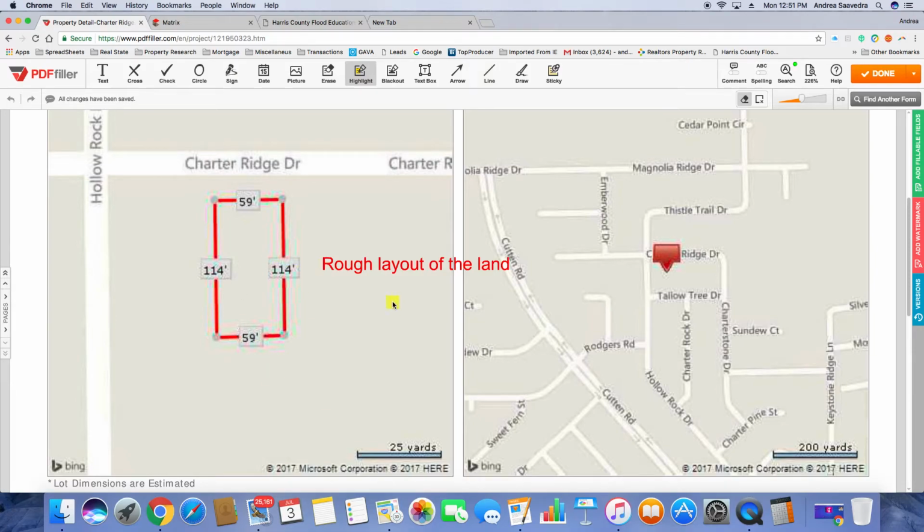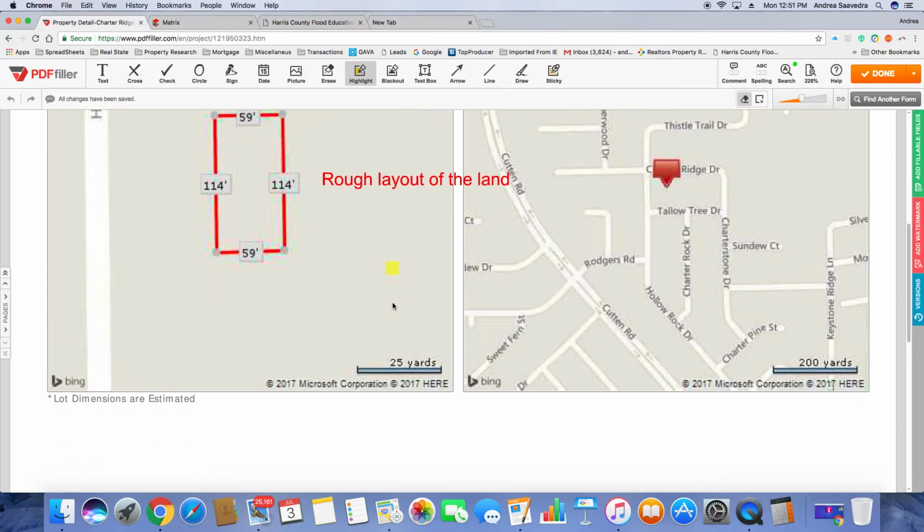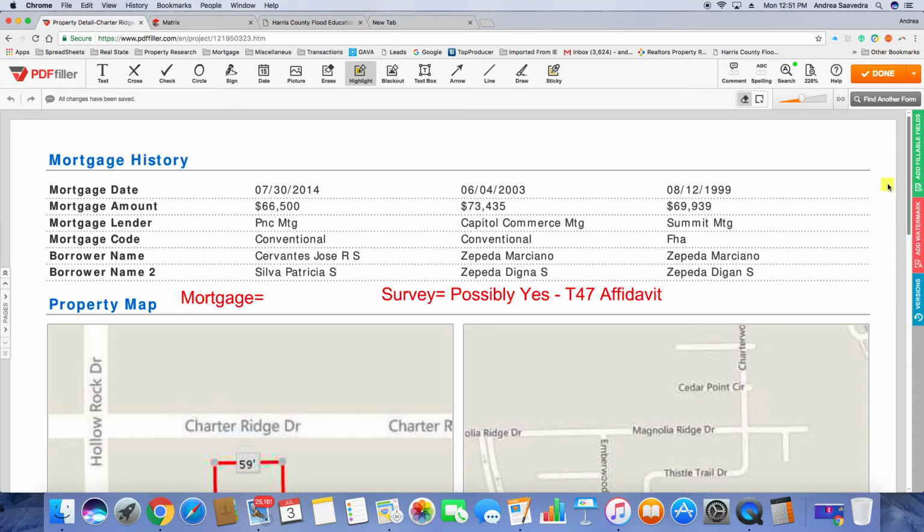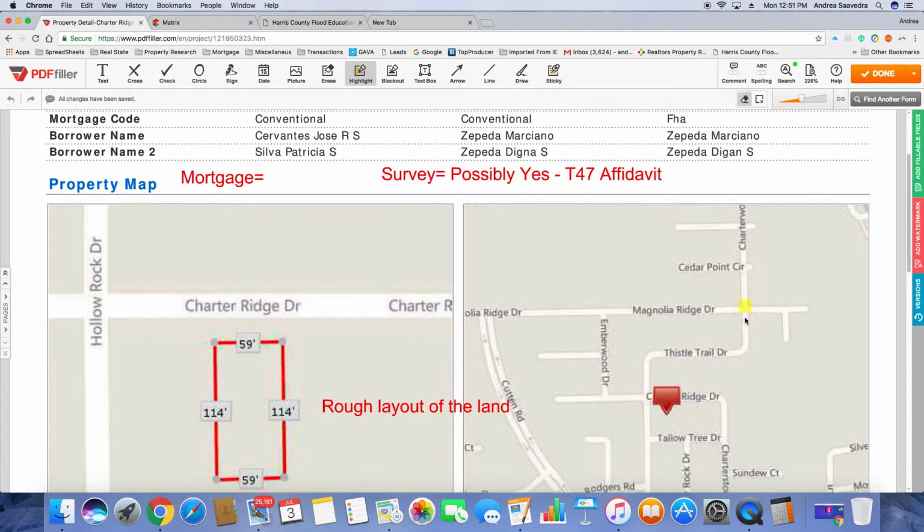Now keep in mind that these are public records, and in order for them to make sure that they have correct figures, they do need to get a survey. But this will give them a pretty good idea, and this will help them make a decision whether they like the layout of the land or not. This is very helpful when you have a buyer that's buying acres, so to speak. And that's it, people. This is how you get your property research.